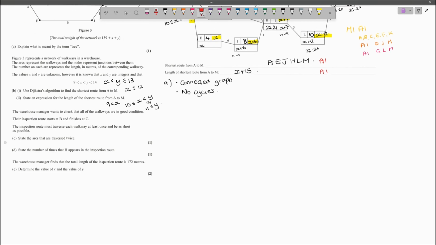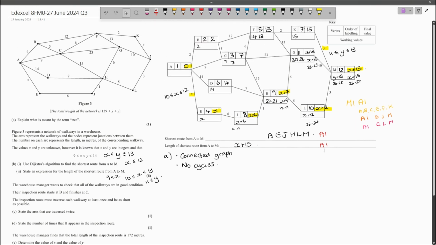Part C. The warehouse manager wants to check that all of the walkways are in good condition, and their route starts at B and finishes at C. And we need to inspect the entire route. So this is a route inspection problem, so I'm going to label all of my vertices with their degrees.